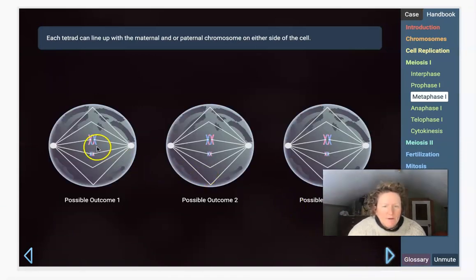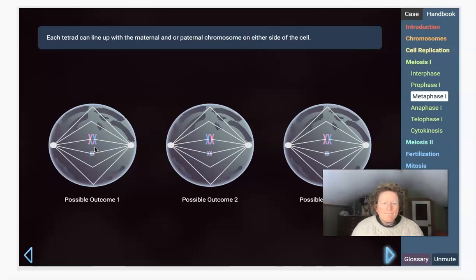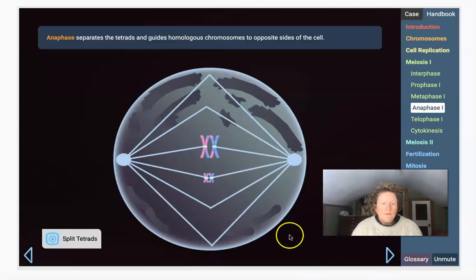And there's a bunch of randomness here. There's different ways that those chromosomes could get split up when the cell pulls them apart. And so that's part of the genetic variability here. There's random assortment here. Anaphase separates the tetrads and guides homologous chromosomes to opposite sides of the cell. Now this blue one could have been on the other side, this blue one could have been on the other side. There's a lot of different options that could have happened.